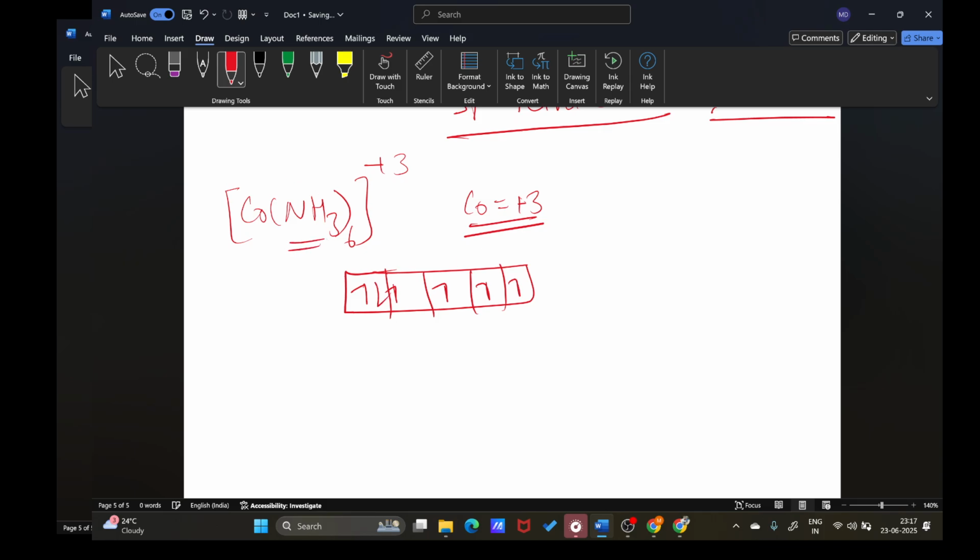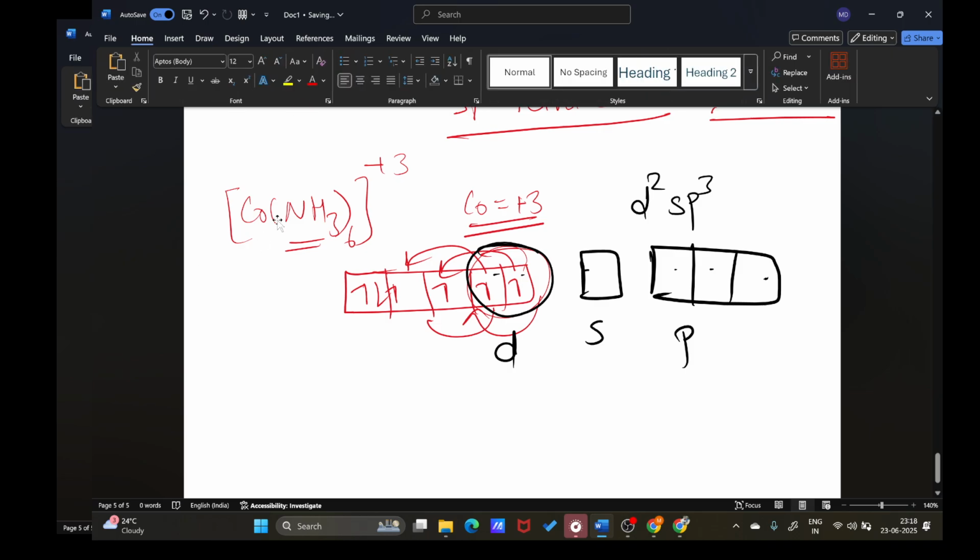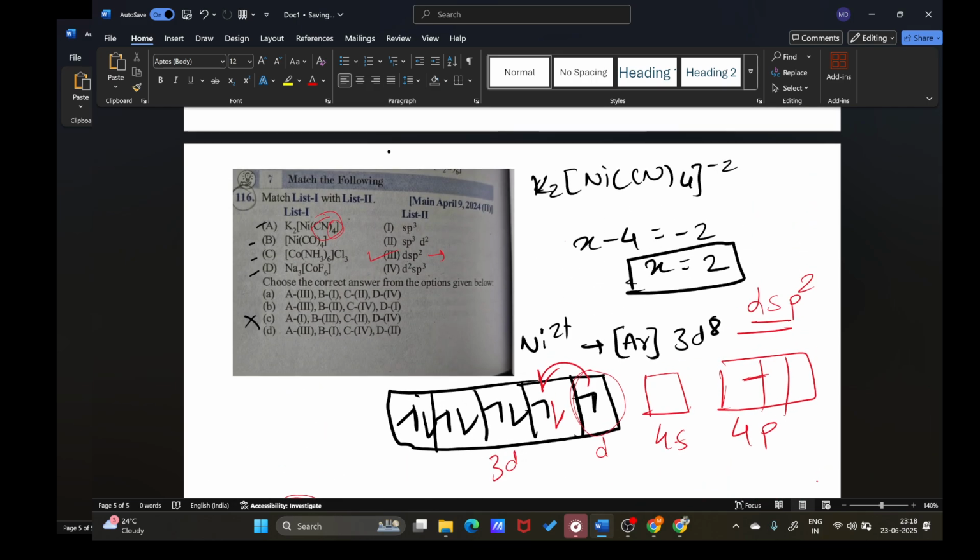Now NH3 is a moderate ligand. It is not either strong or weak, but still it will cause pairing of these electrons, and hence these two orbitals will be free. So two from the d, one from the s, and three from the p: 1, 2, 3, 4, 5, 6. Two from d, one from s, and three from p. d2sp3 will be the hybridization in Co. Right.